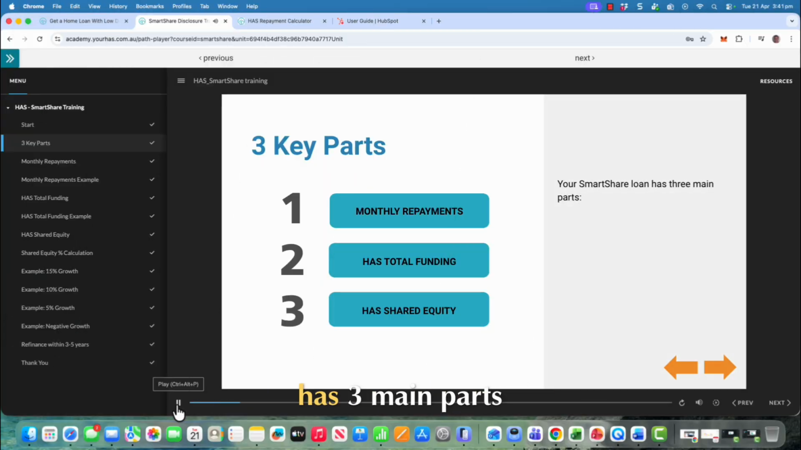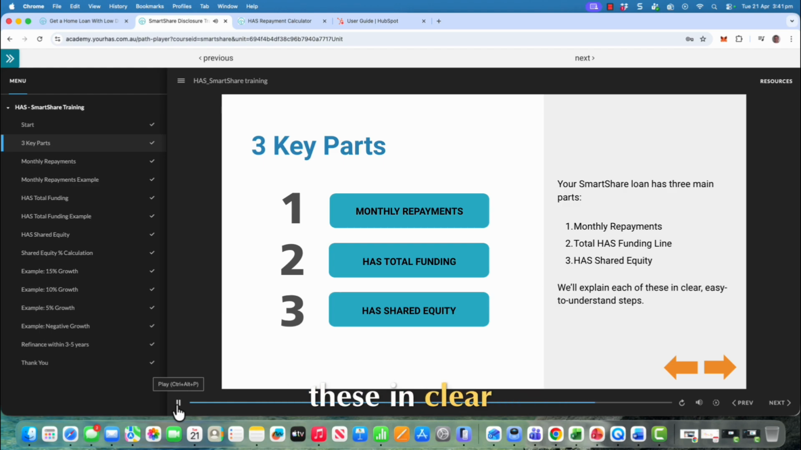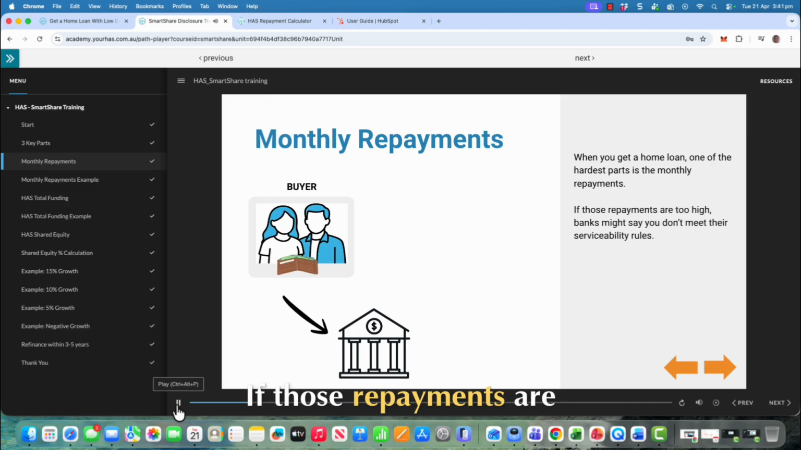Your Smart Share loan has 3 main parts. 1. Monthly repayments. 2. Total HAS funding line. 3. HAS shared equity. We'll explain each of these in clear, easy to understand steps. When you get a home loan, one of the hardest parts is the monthly repayments. If those repayments are too high, banks might say you don't meet their serviceability rules.